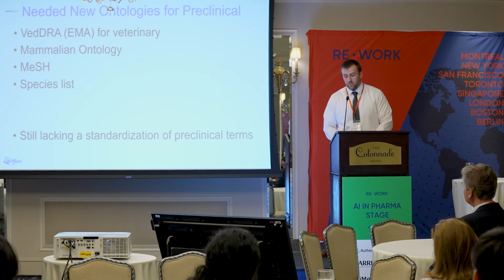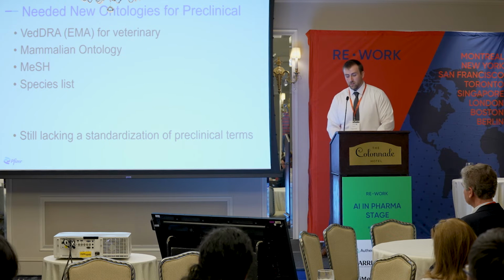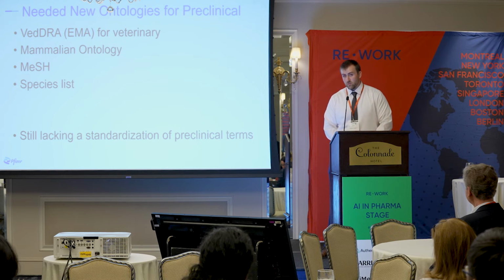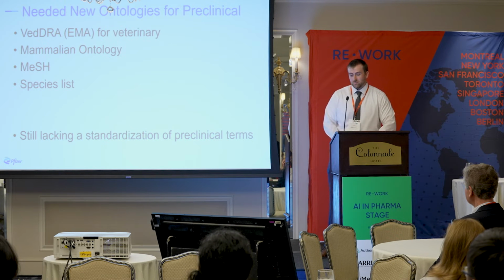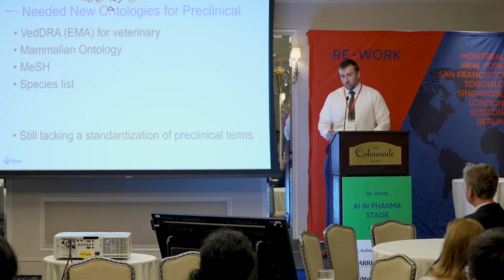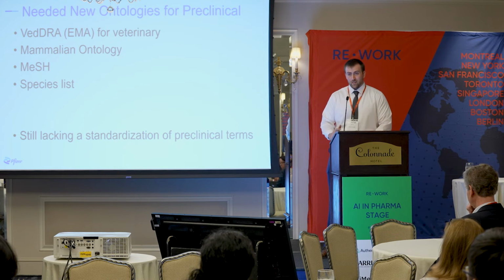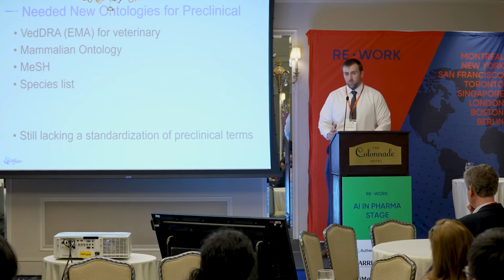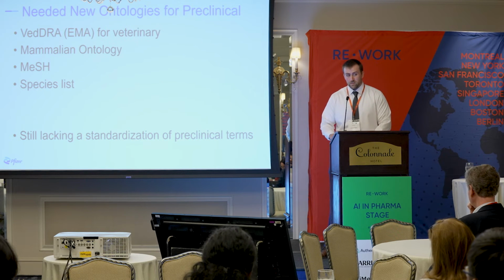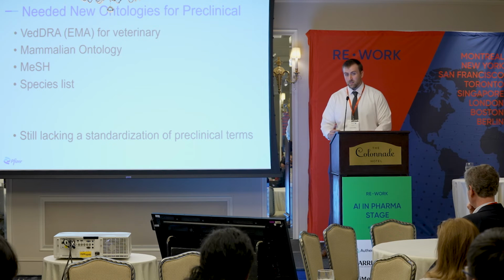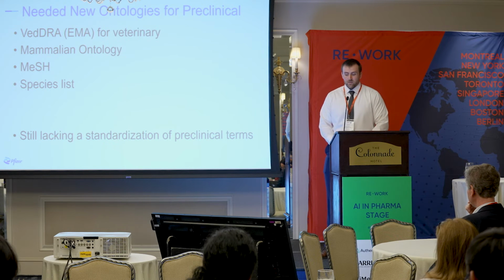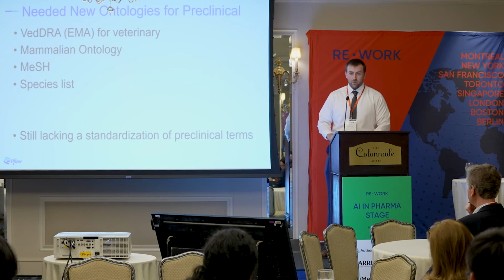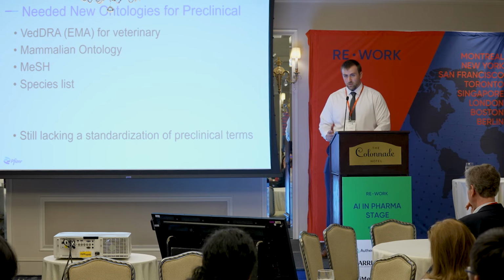So what we did is we started with building new dictionaries to try to handle this. What we started with was VeDDRA, which is from the EMA, and is like MedDRA, but for veterinary medicine. What we found was that helped cover a lot of different cases. However, that did not cover everything. So we started to branch out even further into mammalian ontologies, MeSH, as well as building our own species list that we were interested in: rabbits, mice, dogs, cats. But what we found is that there was still a lack of standardization of preclinical terms, and there were hundreds of different ways to get the same message across.